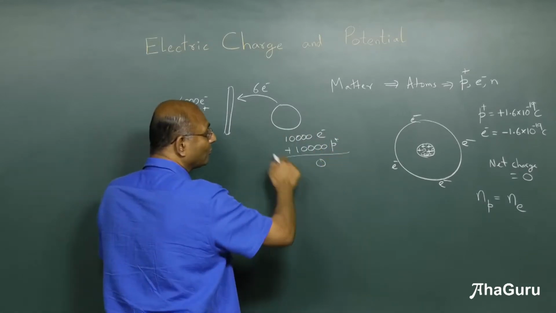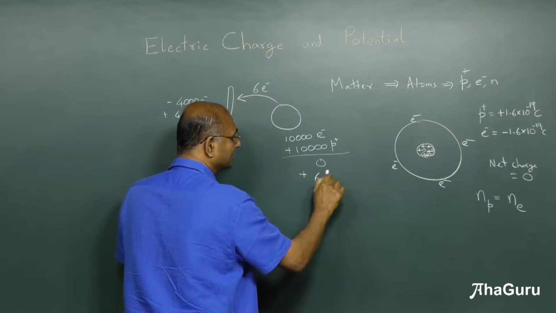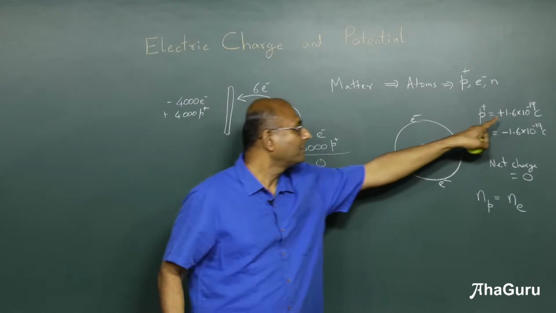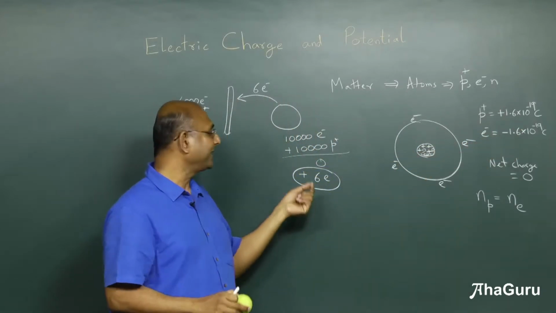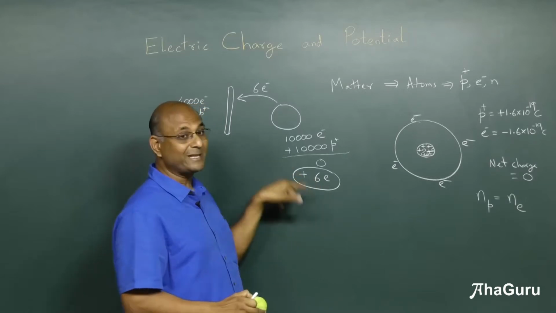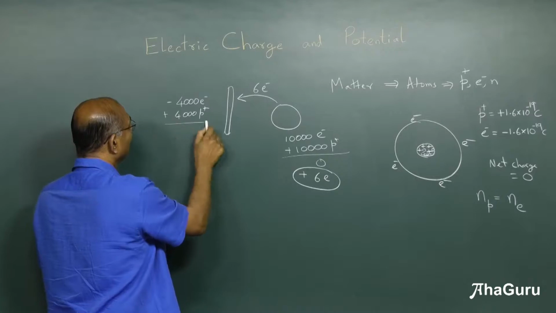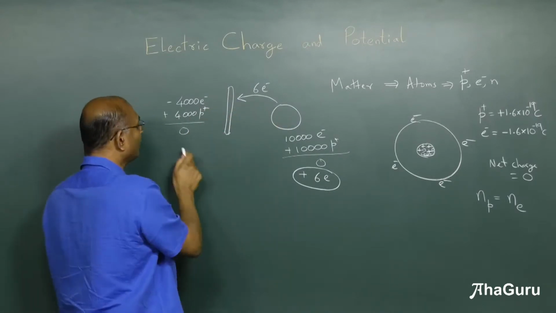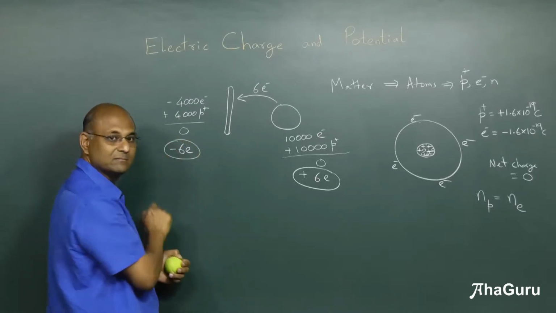So what is going to be the total charge? Plus 6 electrons. Plus 6, right? Into, we call this E, because whether it's plus or minus, we use E to say 1.6 into 10 power minus 19. So the charge is plus 6E. Whereas here, this is total 0. And how much has come in? 6 electrons. So this total charge will now become minus 6E.